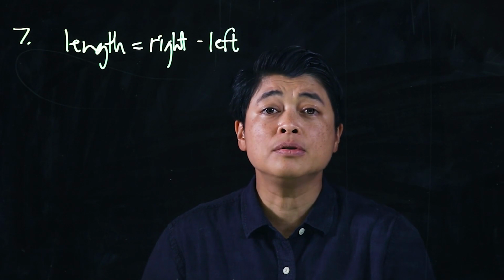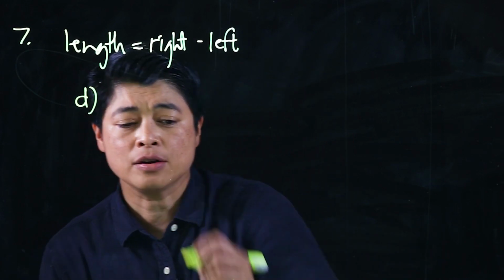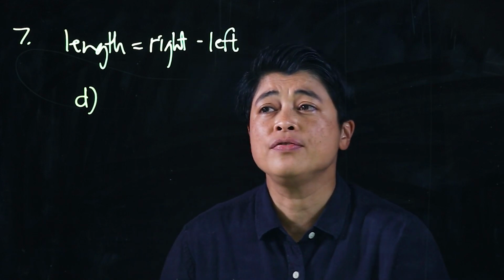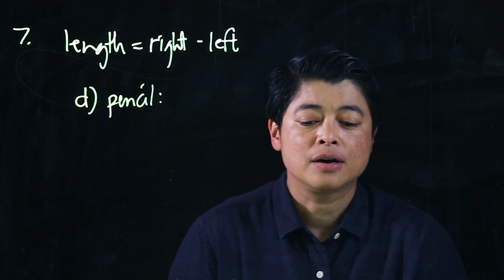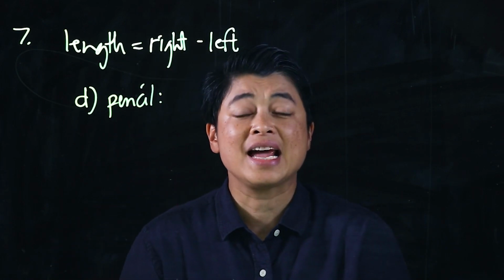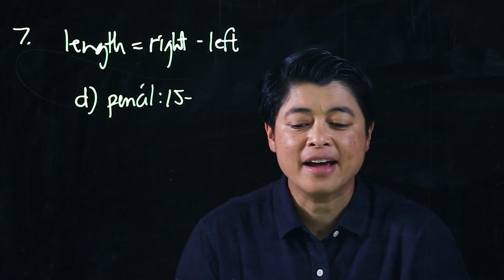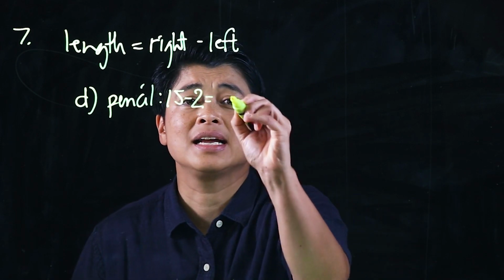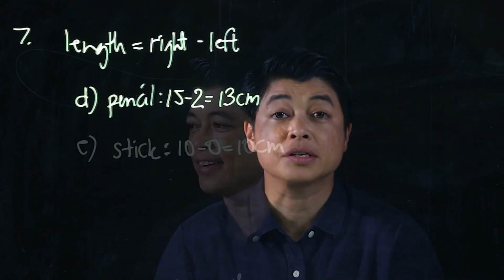Now, we will do questions D and E. So, in question D, it says how long is the pencil. So, if we want to find the length of the pencil, we take the rightmost, which is at 15. And then we subtract the leftmost, which is at 2. So, that means the length of the pencil is 13 centimeters.